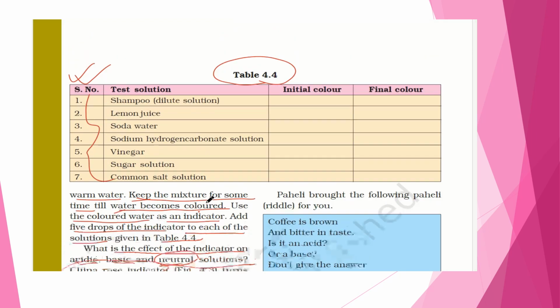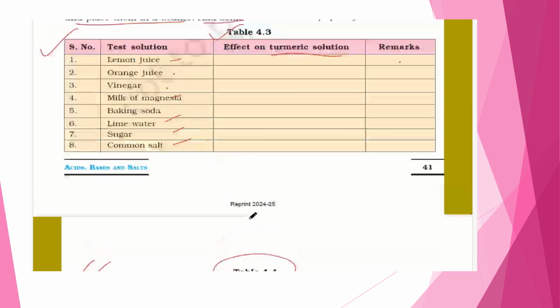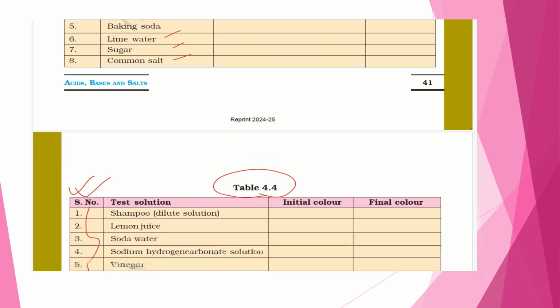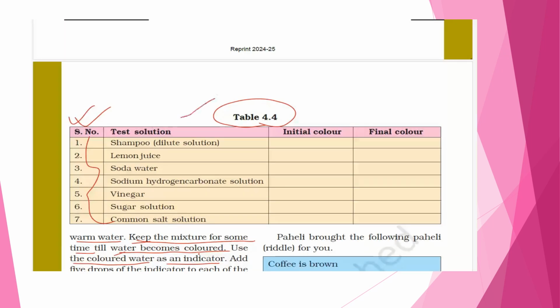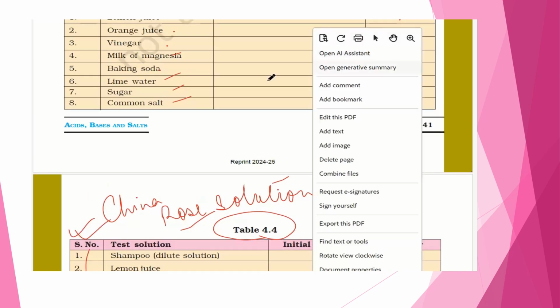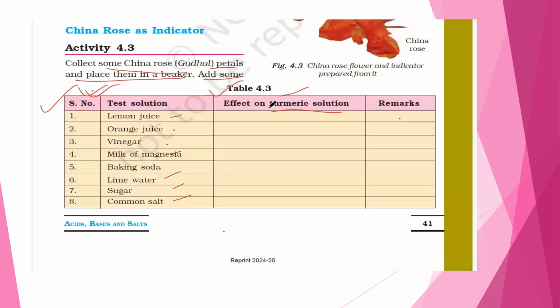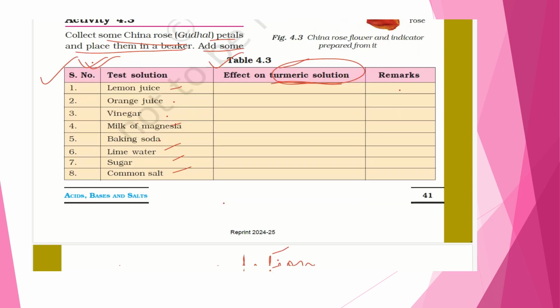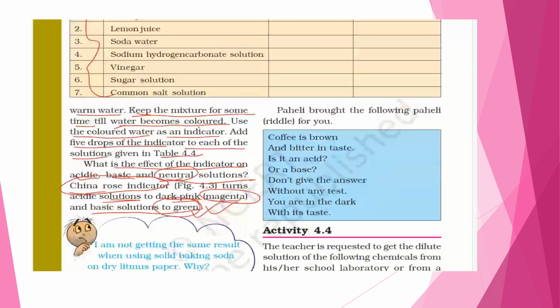This Table 4.3 says that you can test with the previous indicator, that is, we have used turmeric solution as an indicator, or turmeric strips you can use as the natural indicator. Whereas here you can use this China rose solution as an indicator to test the solutions, and here you can use turmeric solution. So this is how you can test whether these substances are acidic or basic.